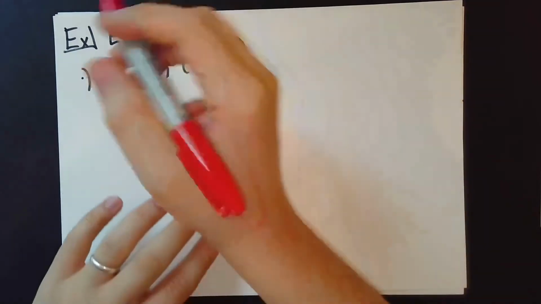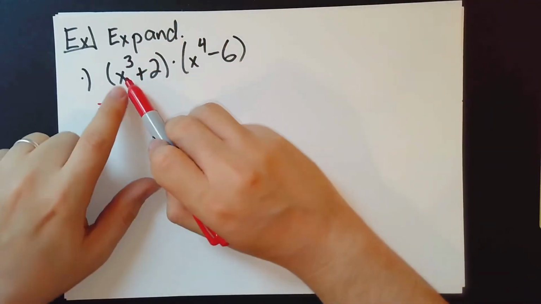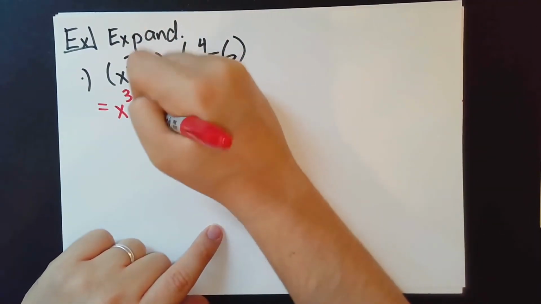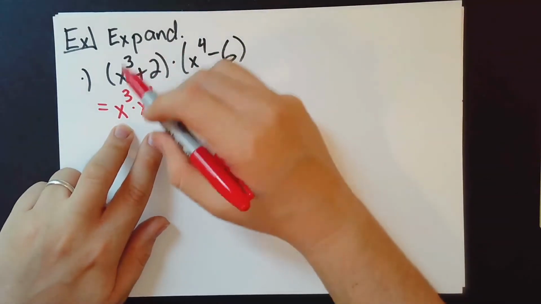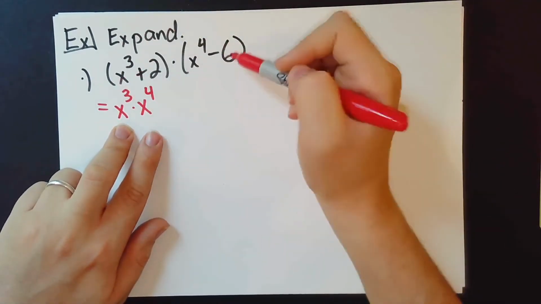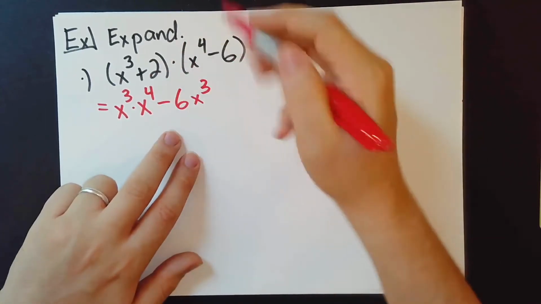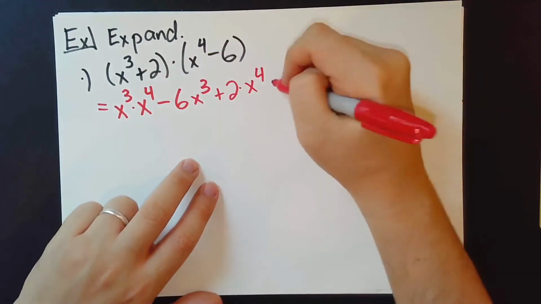So, if I think about FOIL as first, outer, inner, last, then first, that'll be x cubed times x to the 4th. And before I simplify that, I'm just going to write it out as x cubed times x to the 4th. Plus x cubed times minus 6, so that's minus 6x cubed, and plus 2 times x to the 4th, and then minus 12.